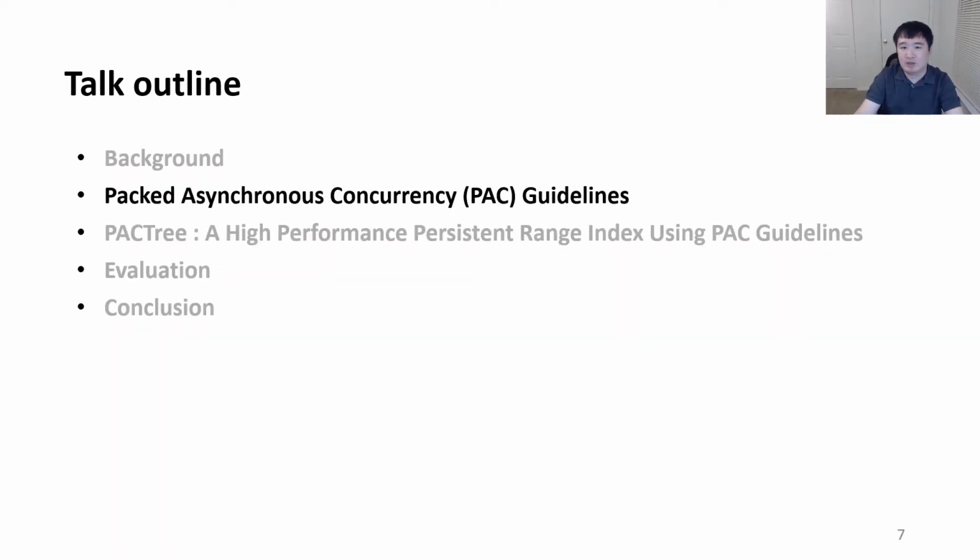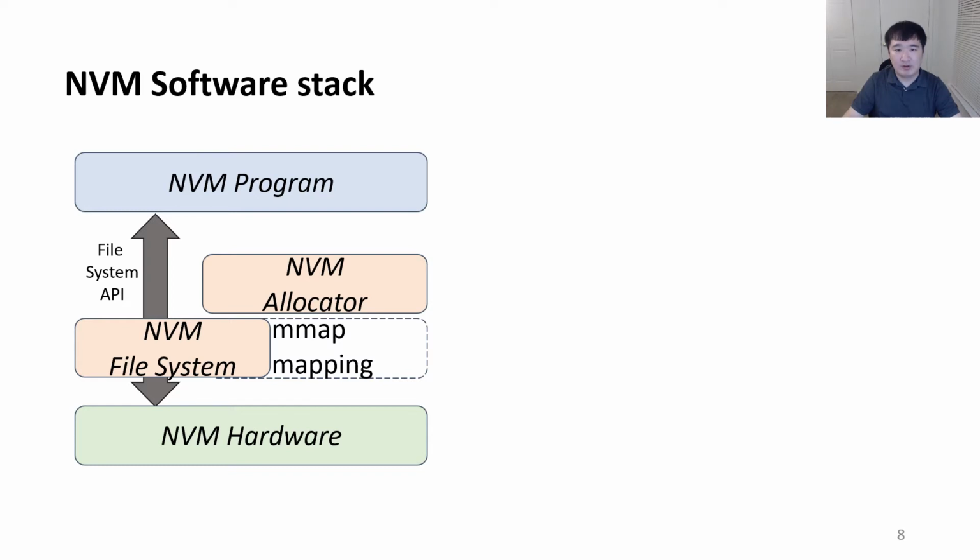Let me introduce our design guidelines, PAC Asynchronous Concurrency Guidelines. Let me first start with the NVM software stack. An NVM allocator creates an NVM heap, which is essentially a large file on an NVM file system. The NVM program can access the NVM hardware using load and store instructions. For NVM allocation and deallocation, the NVM program uses an NVM allocator to manage NVM space in a crash-consistent manner.